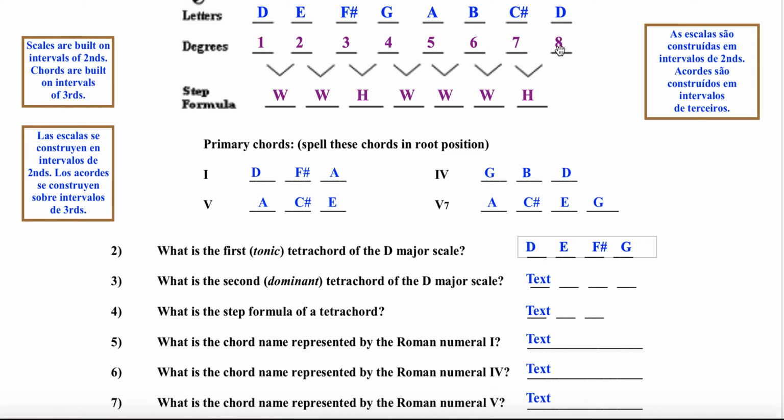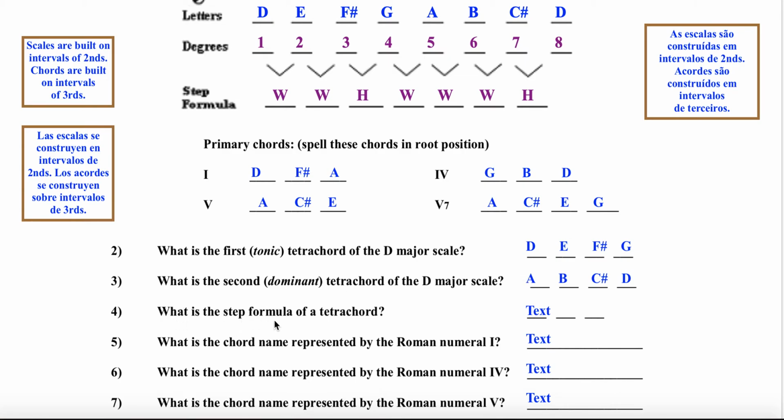The second tetrachord, or dominant tetrachord, starts on the 5th scale degree. These are the last 4 scale degrees, or 4 notes in the scale, which are A, B, C sharp, and D. So there's your tonic tetrachord and dominant tetrachord in the key of D major.